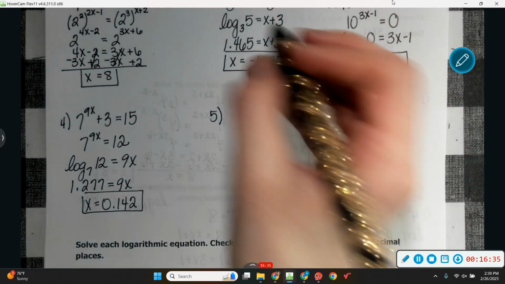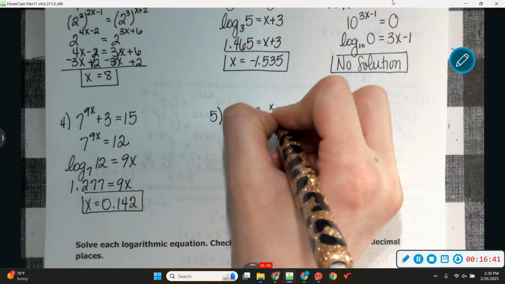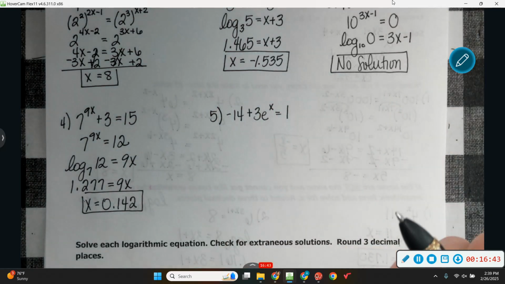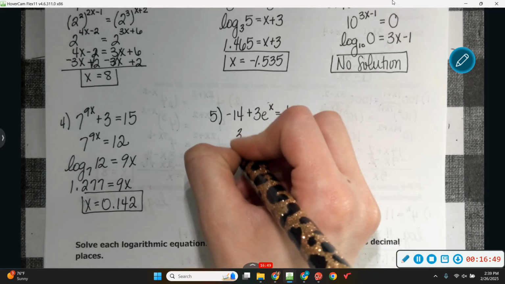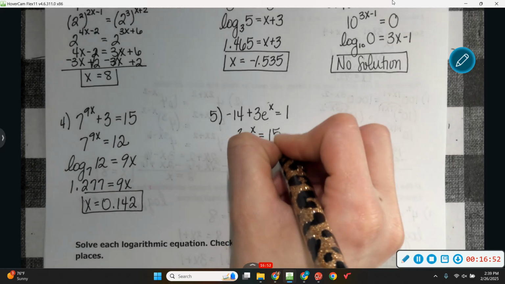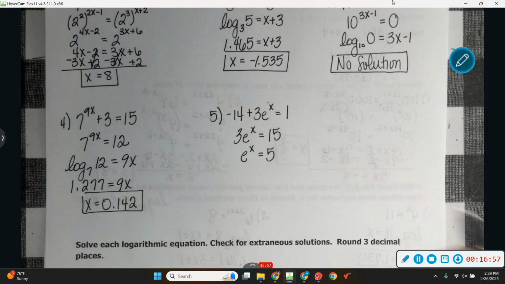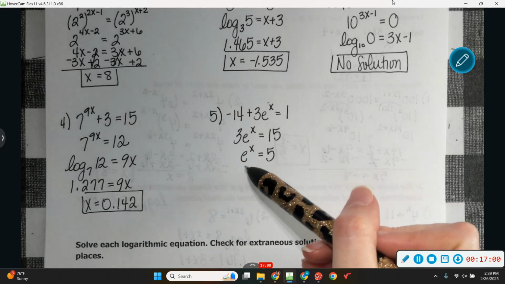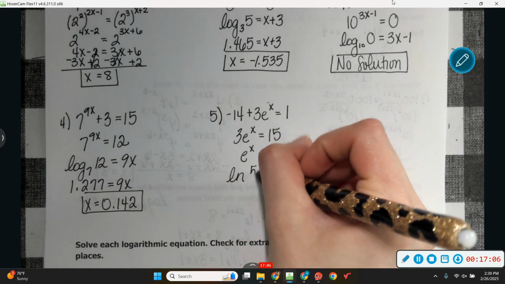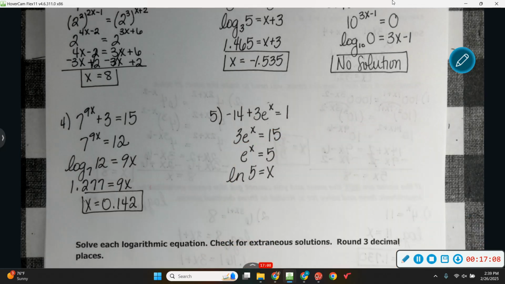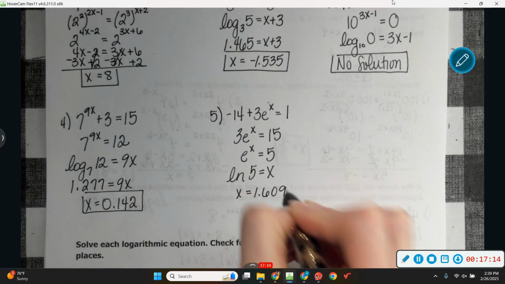Now with example 5, we have negative 14 plus 3e to the x power equals 1. So I want my base of e by itself. So I'm going to add 14 to both sides. Leaves me 3e to the x power equals 15. Then I can divide by 3. E to the x is equal to 5. So when I rewrite this, I have a base of e. So instead of a log, I'm going to use natural log. Base e of 5 is equal to x. So if you type natural log of 5 in your calculator, x is equal to 1.609.